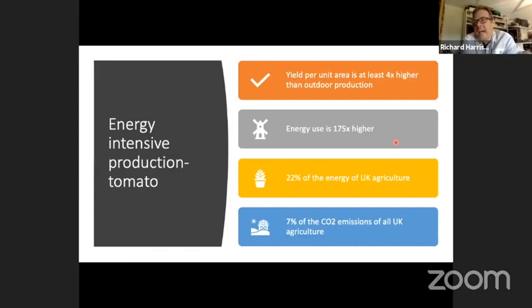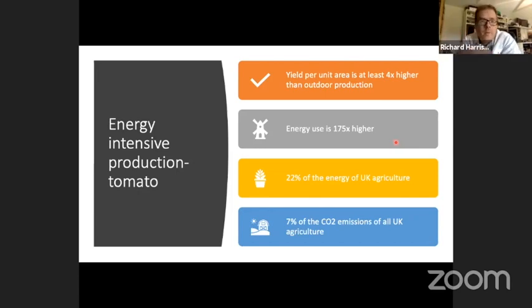Just to capture energy usage for outdoor versus indoor crops, if we take tomato as an example, the latest data I could get hold of was Dutch tomato production in 2012. Although yield per unit area is about 4 times higher indoors than outdoors, energy use is about 175 times higher. And the energy used for tomato production in the Netherlands is about 22% of the total energy use in UK agriculture. At least it was 10 years ago, but it is very rapidly changing.